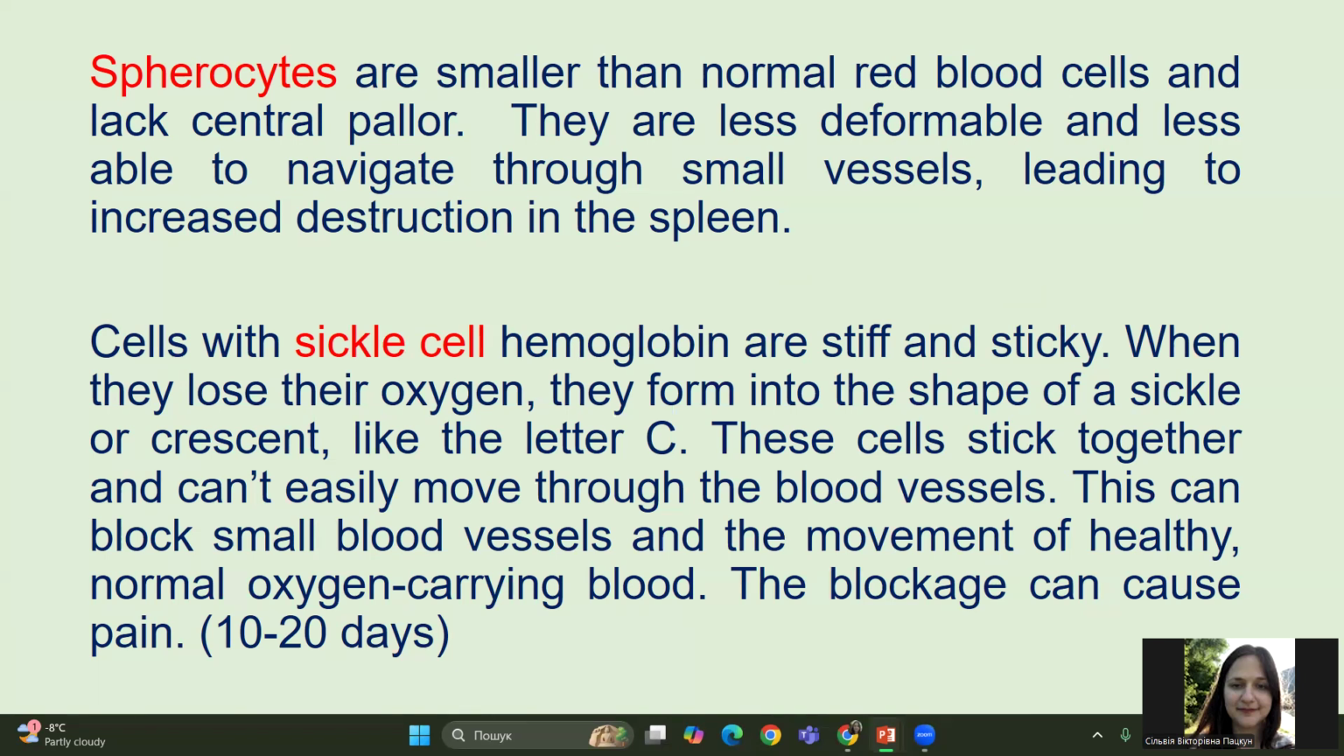Cells with sickle cell anemia hemoglobin are stiff and sticky. When they lose their oxygen, they form into the shape of a sickle or crescent, like the letter C. These cells stick together and can't easily move through the blood vessels. This can block small blood vessels and the movement of healthy, normal oxygen-carrying blood. The blockage can cause pain.